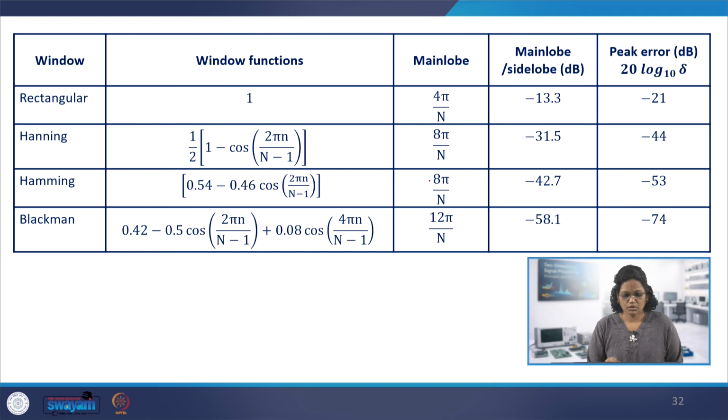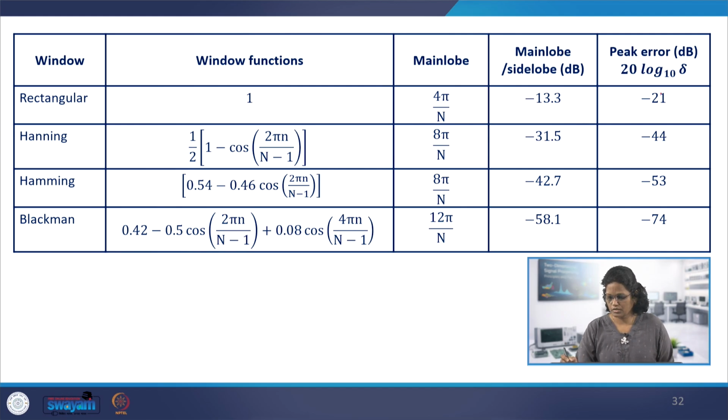So these are the common window functions, as we said: rectangular, Hanning, Hamming and Blackman, used in the design. And we have seen that the main lobe width is increasing. Increasing main lobe width would increase the transition width, so that needs to be compensated by increasing the number of samples in the window. The main lobe to side lobe level, that is the first peak and the side lobe level first peak, the difference here is minus 13 dB and it is increasing.